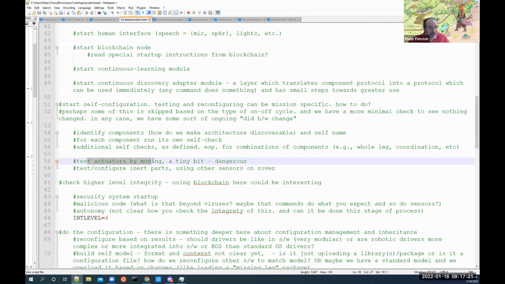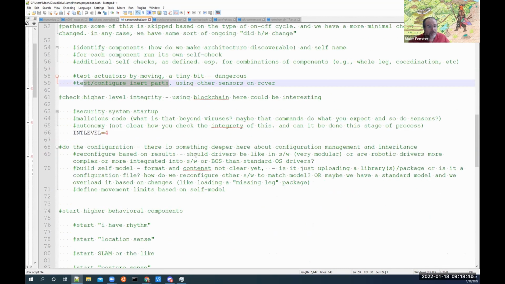Now I have to test that things actually work. So I make a little movement and see that these movements work. Now I have to test and configure the inert parts. If you think about a bogie-based rover, it has a body. Does it have the body? Maybe somebody took a bite out of it. Maybe the body got bent in half by a rock falling on it. If I have a passive component, like the bogie rod, does it still work? So this is part of self-configuration, figuring out what works and what exists. And like I said, there are active components and passive components. Now we're improving the integrity testing.